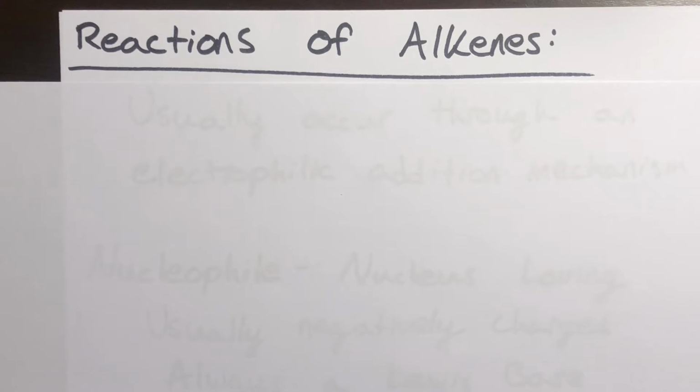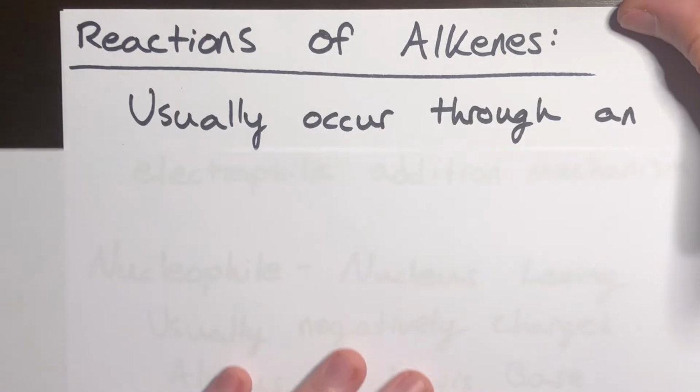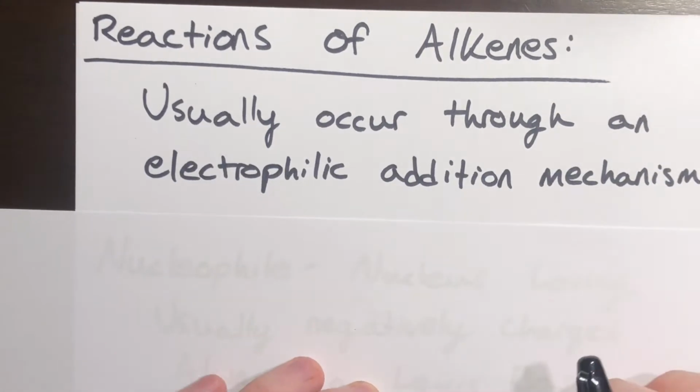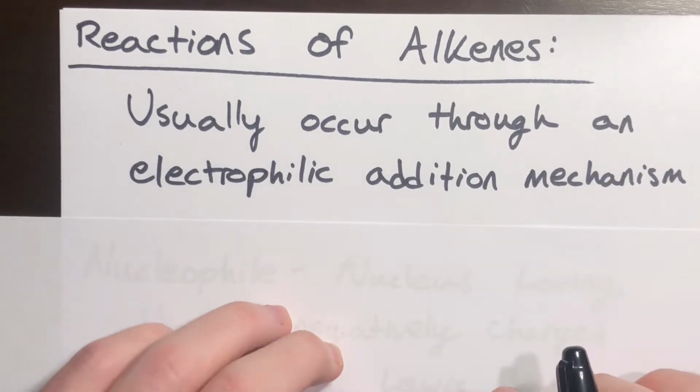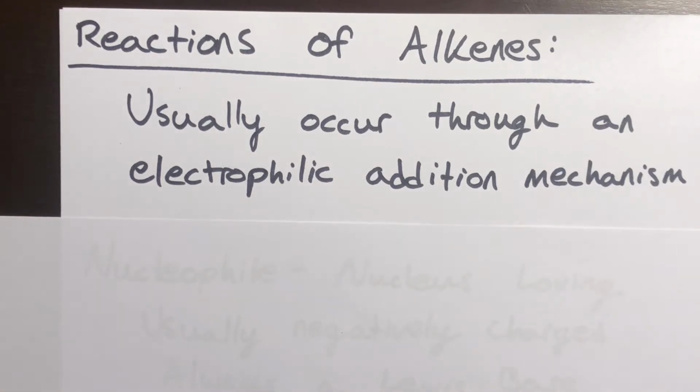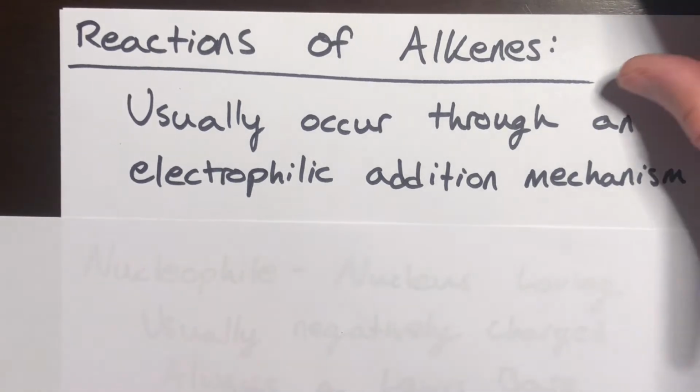In this video, we will look at the reactions of alkenes. So alkenes undergo an electrophilic addition mechanism. In order to understand this mechanism, you need to know the differences between a nucleophile and an electrophile. So we'll briefly go over the differences here at the beginning.